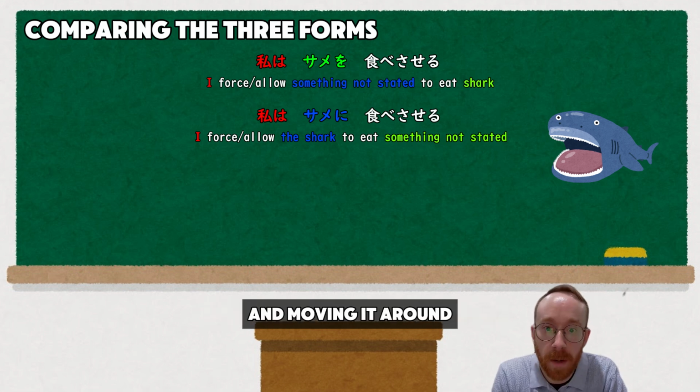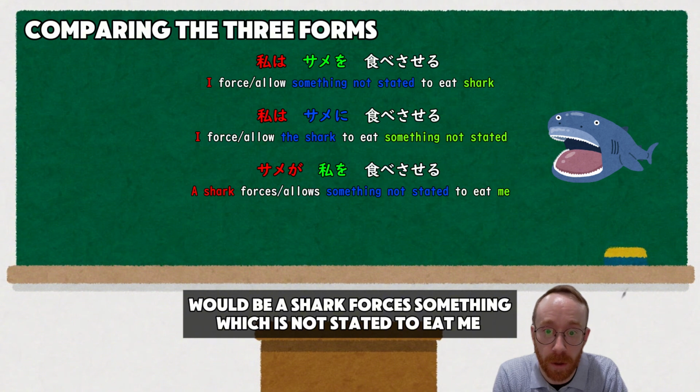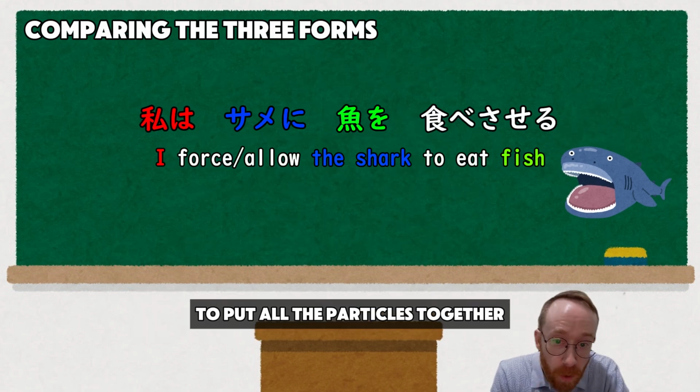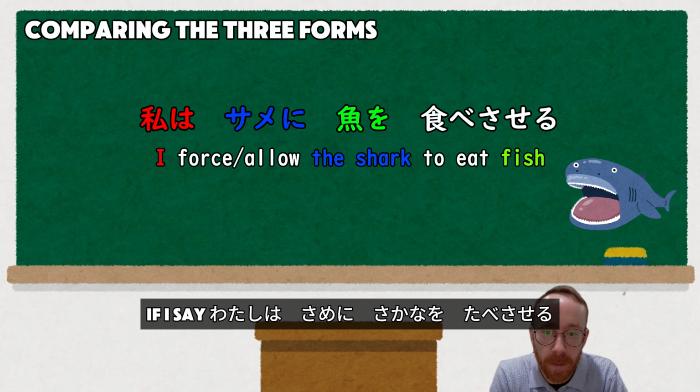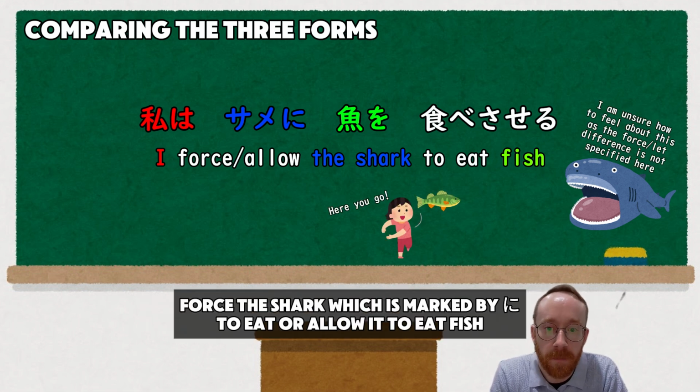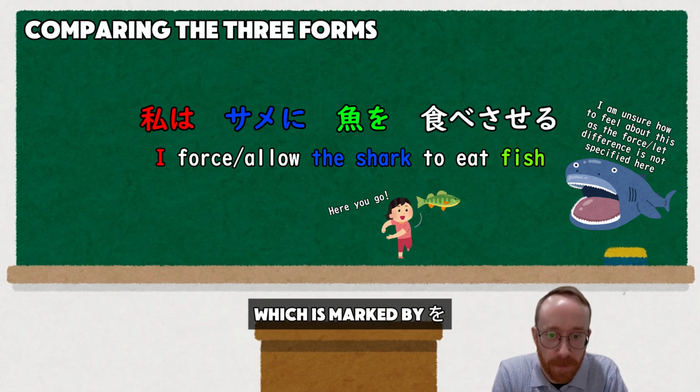And moving it around, same ga watashi o tabesaseru would be a shark forces something, which is not stated, to eat me, whereas same ga watashi ni tabesaseru would be the shark forces me to eat something. To put all the particles together, if I say watashi wa same ni sakana o tabesaseru, that means that I, the topic or subject, force the shark, what is marked by ni, to eat or allow it to eat fish, which is marked by o.